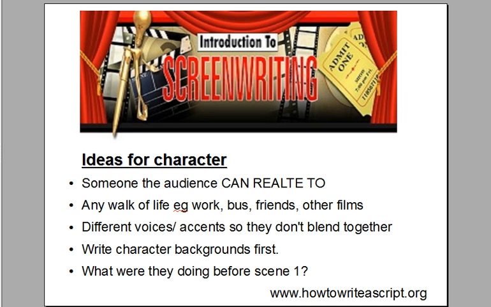A very key point here is give your characters different voices and different accents so they don't blend in together. That's vital. Or even have an idea of an actor who you think would be perfect for the part of your character, and write it for that actor. That will differentiate a lot of the dialogue, and it'll make sure that a lot of the characters don't blend in together.